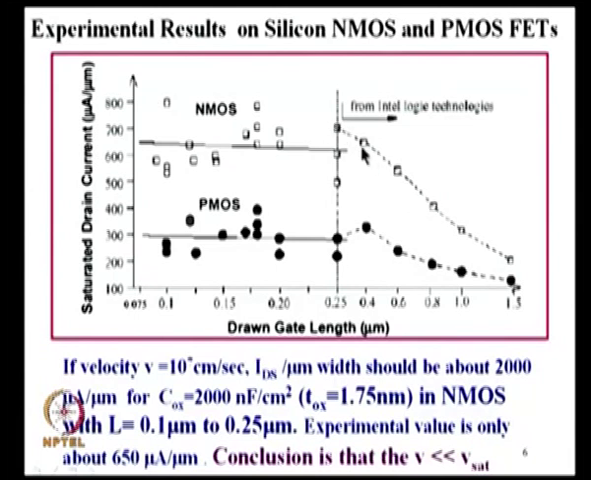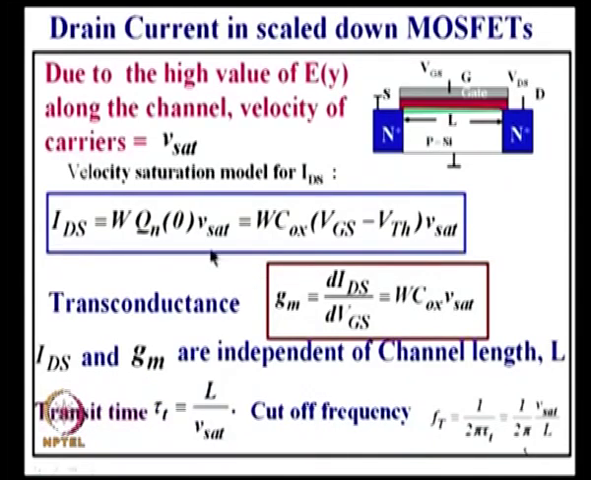This is for the P channel N channel device. The bottom curve is for the P channel devices. But once you go down to channel lengths of something like 0.2 microns and below, these are all experimental points, they are scattered, but on an average you can see that it is reaching a constant. It is independent of the channel length, which almost shows that this is correct.